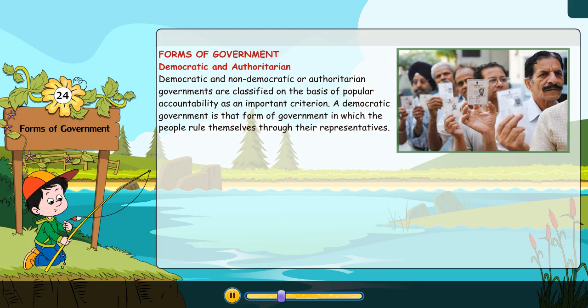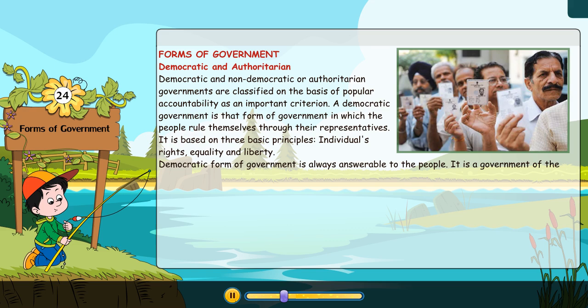It is based on three basic principles: individuals' rights, equality, and liberty. Democratic form of government is always answerable to the people. It is a government of the people and for the people.